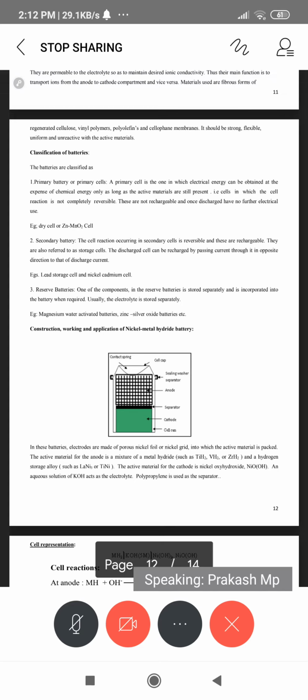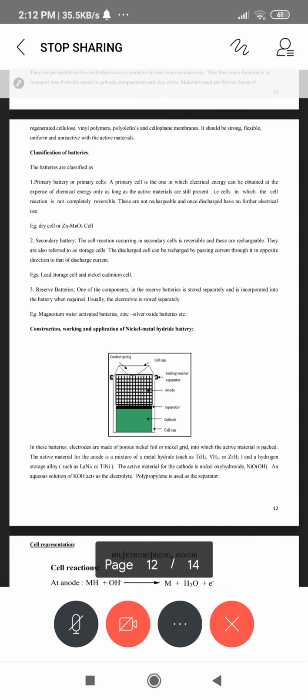When it starts, it can discharge electricity of more than 1.5 volts; whether 1, 2 or 3 volts, it can produce electricity, and that electricity we are going to use. At that time the anodic reaction takes place. The anode is metal hydride, MH2 or MH, plus OH gives M and H2O plus 2 electrons produced.